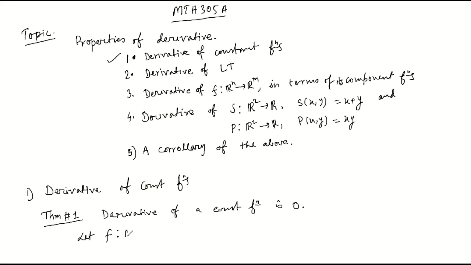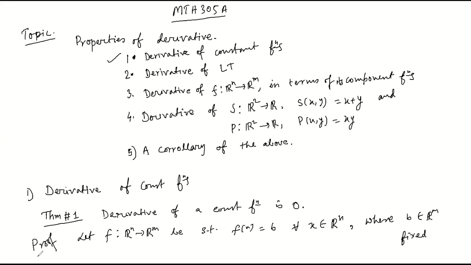Let f be a function from Rn to Rm such that f of x equals some fixed element b for all x belonging to Rn, where b belongs to Rm. This is a constant function. So this is the proof of theorem 1. To show the derivative of the function f at some point a equals 0, for every a.